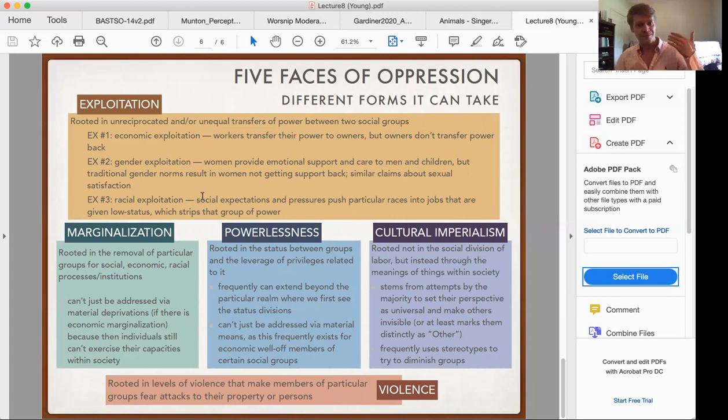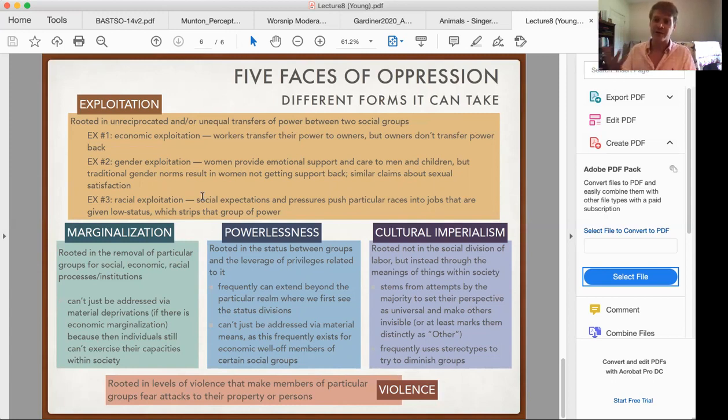So, for instance, exploitation is a form of oppression where there is unreciprocated or unequal transfer of power between 2 different social groups. The most obvious one comes from Marx. It's economic exploitation, and the idea here is that workers are transferring their power to the owners of various companies or organizations, but the owners or those organizations don't transfer the power back, right? At least not to the same degree, right?